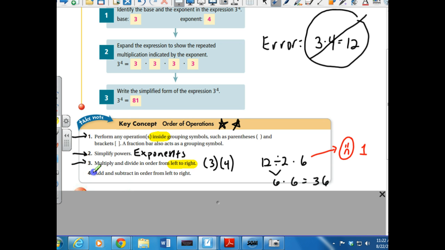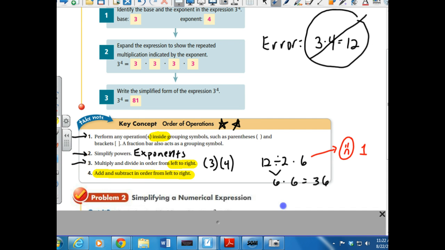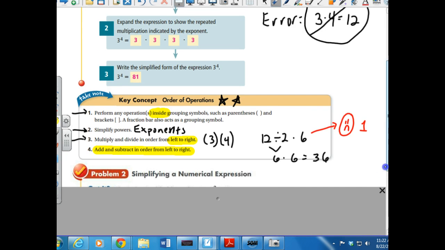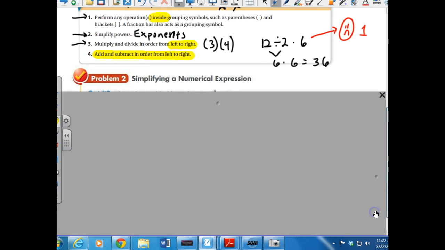Now look at number 4. We do the same thing with addition. Add, subtract, left to right. Addition, subtraction have equal values. So again, if you've been taught to always add first, that's not completely correct. Take a look at that and make sure you're comfortable with that information.